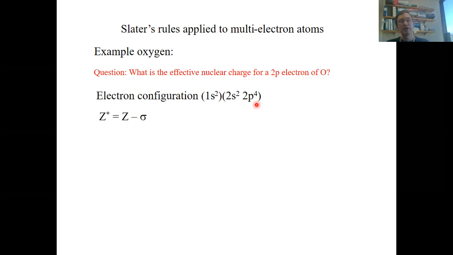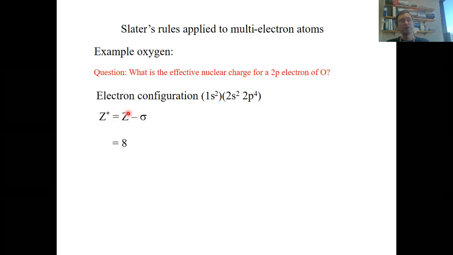Now, the second step is the calculation of the effective nuclear charge from the shielding constant. So what is the shielding constant? We look at one of the p orbitals here and determine how well all the other electrons shield the nuclear charge from this p electron.